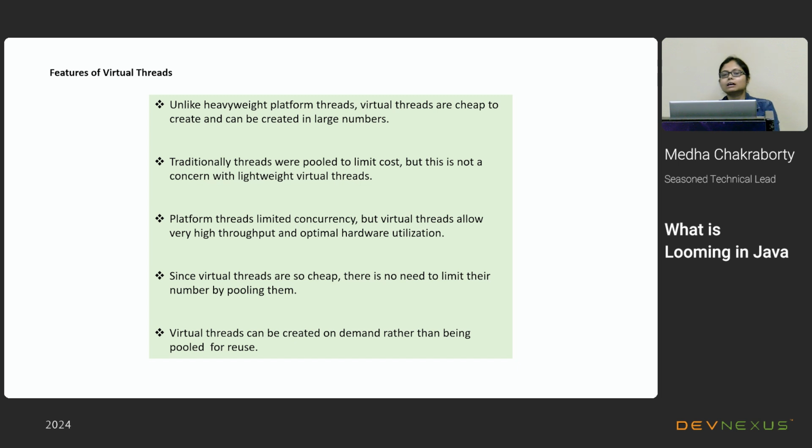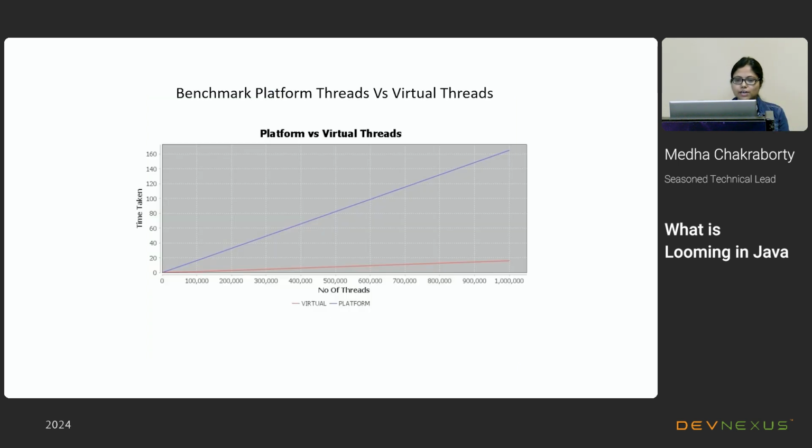But now we will come to the cons. First, we will see 2 diagrams, I have 2 graphs. This is an experiment which I have done, which shows the benchmark of platform thread versus virtual thread, which I will show you in a bit. We can see the number of threads, what the throughput is, what the benchmark is, and you will be able to relate once I show the demo.